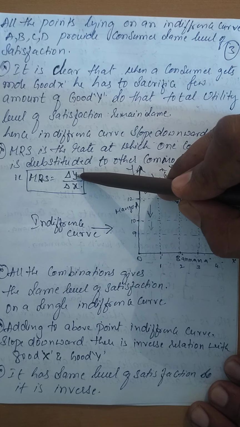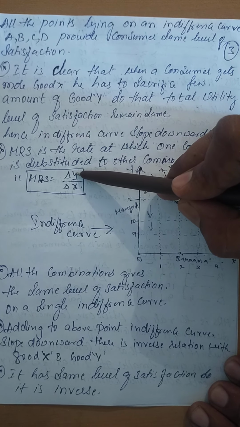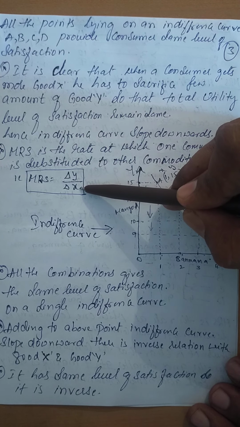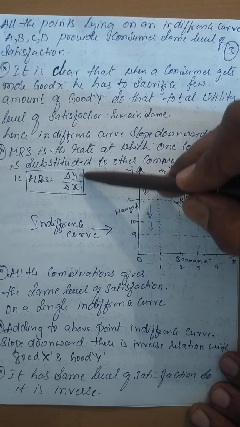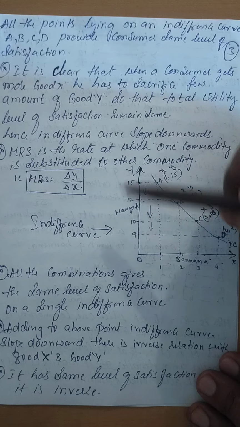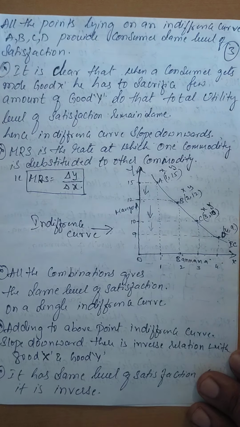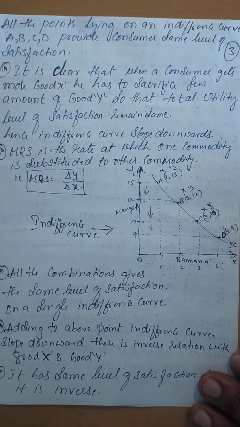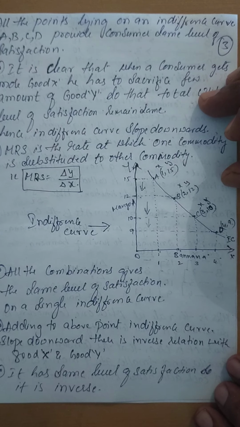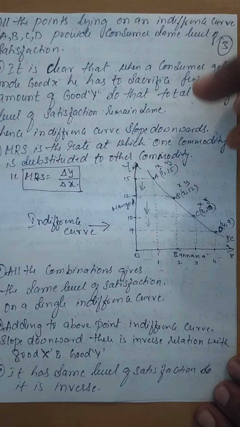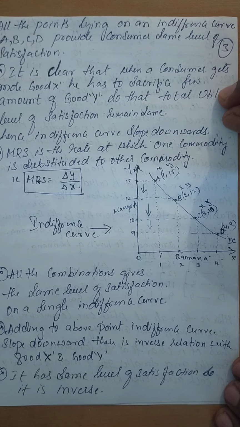And how do you measure MRS? As I said, change in Y, delta Y, over change in X, delta X. So the small changes which take place between two commodities X and Y, or good X and good Y, we call it MRS. Next, I'll be explaining that in the coming activity.